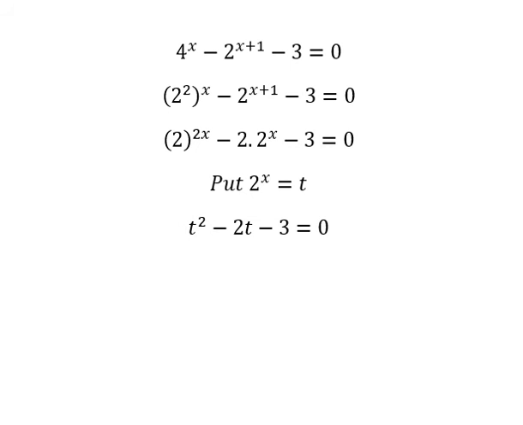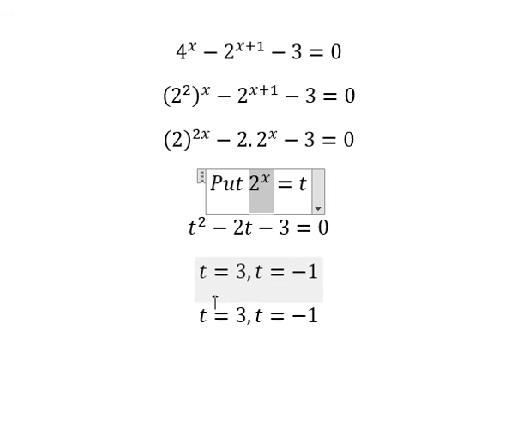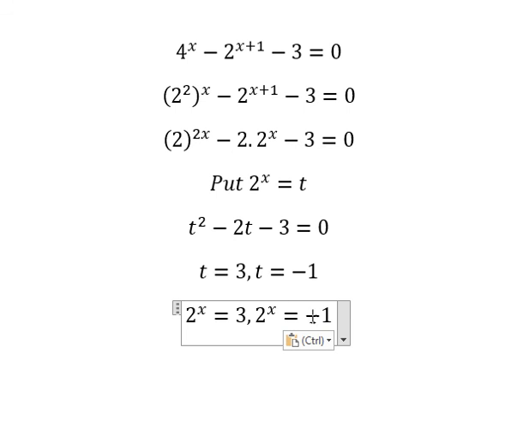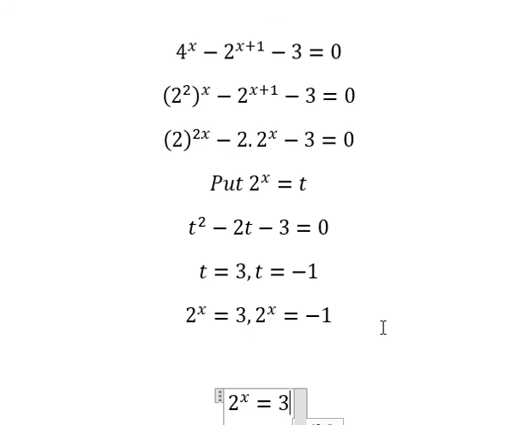In this one, we will have t equals number 3 and t equals negative number 1. So we have 2 to the power of s. We put in here and here. We know that in this situation, we just accept the positive number because we want to find the real number. So we just have this one left.